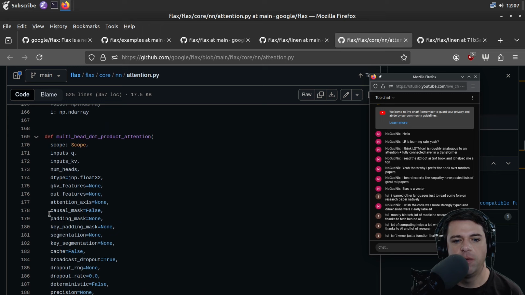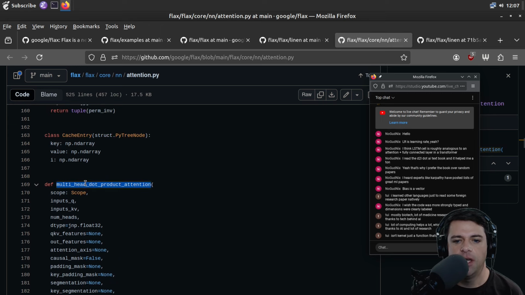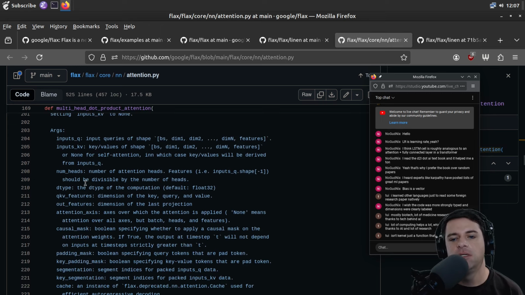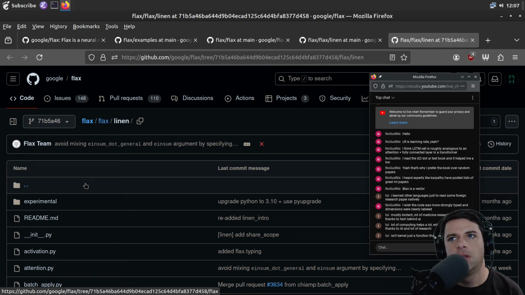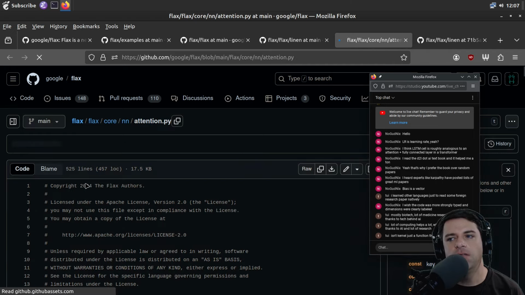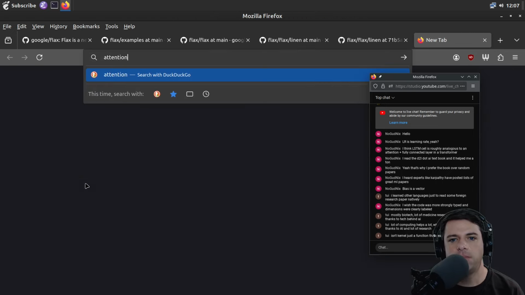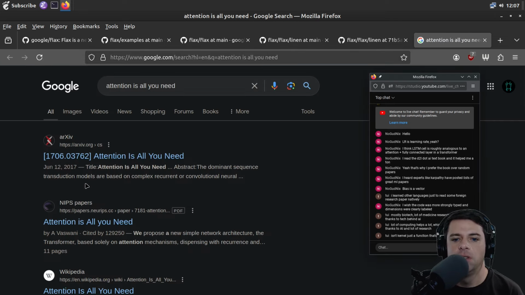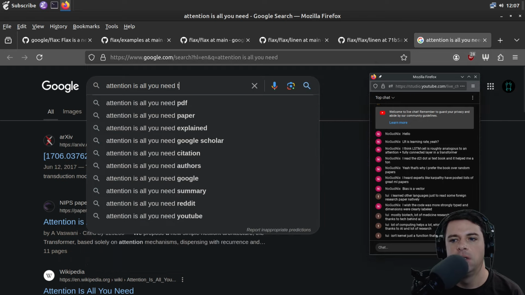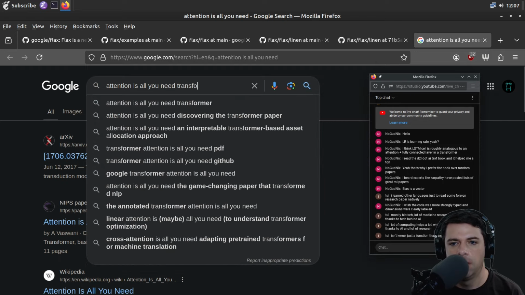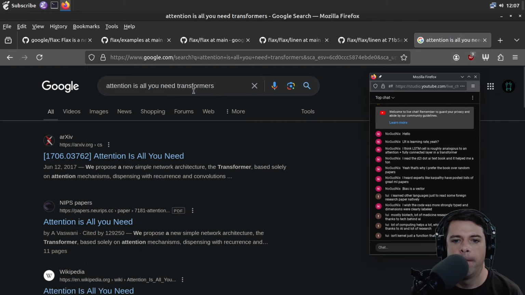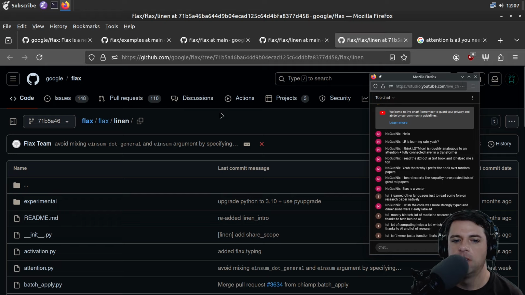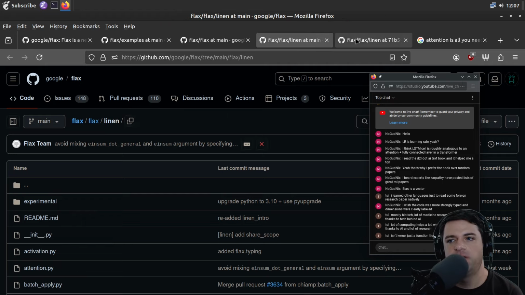This is the third of the repos we're looking at. Here's multi-head dot product attention. Okay, so we have attention, but I can't remember. I think attention is all you need came before transformers. Oh no, it is the transformer paper. So some of this Flax stuff is post transformers.